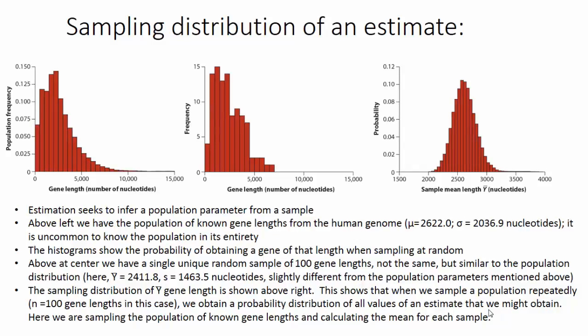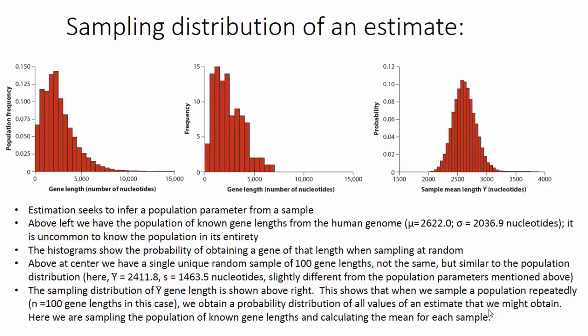Sampling distributions of an estimate begin with, on the left, the sampling distribution of gene lengths for the human genome as reported by the National Center for Biotechnology. What we have here is a histogram of gene lengths and number of gene sequences based on nucleotide length. And we can see from this, for example, that only about between 5 and 7% of them are less than, say, 1,000 or maybe even less than that long.